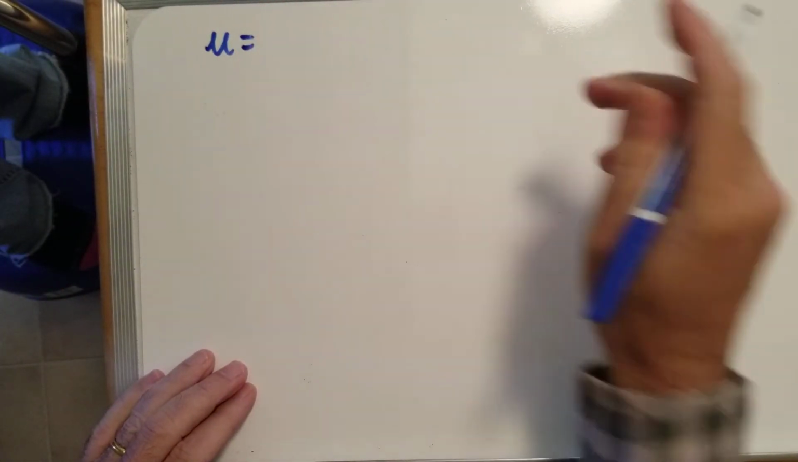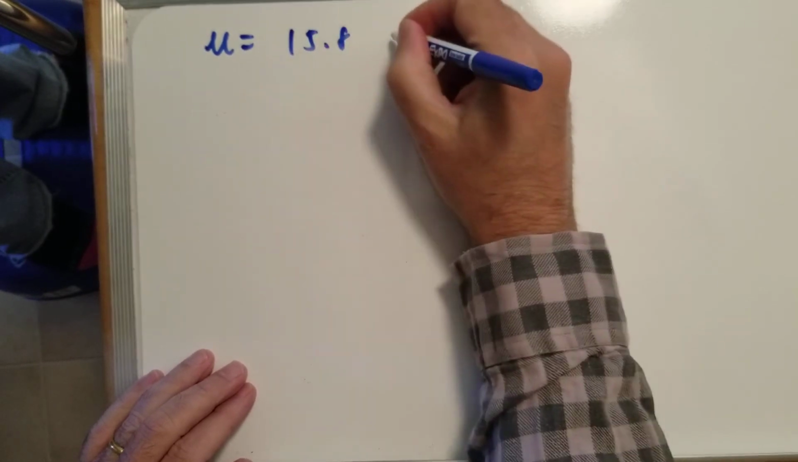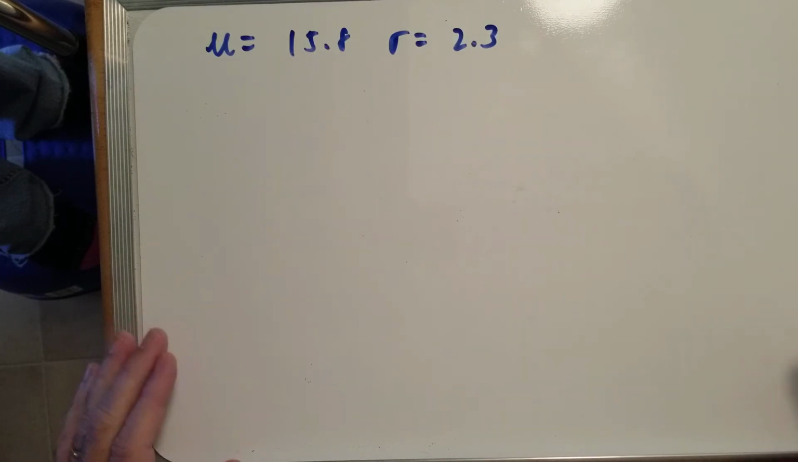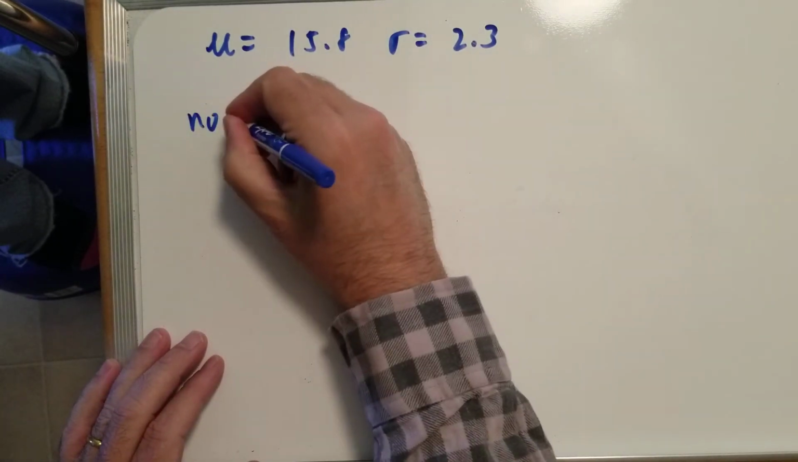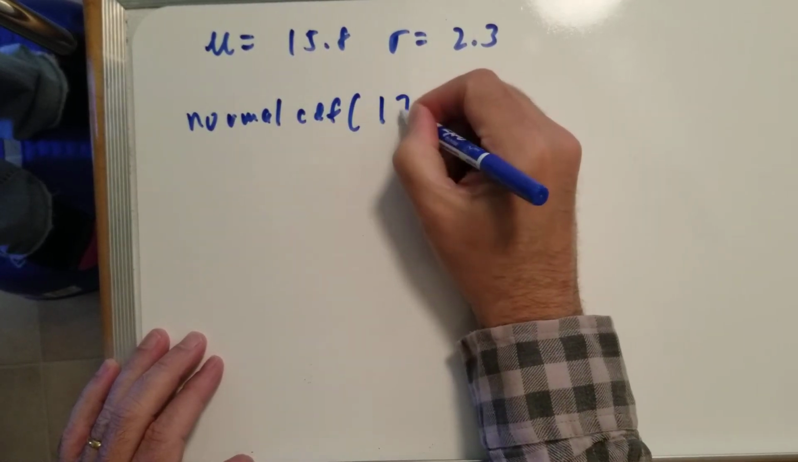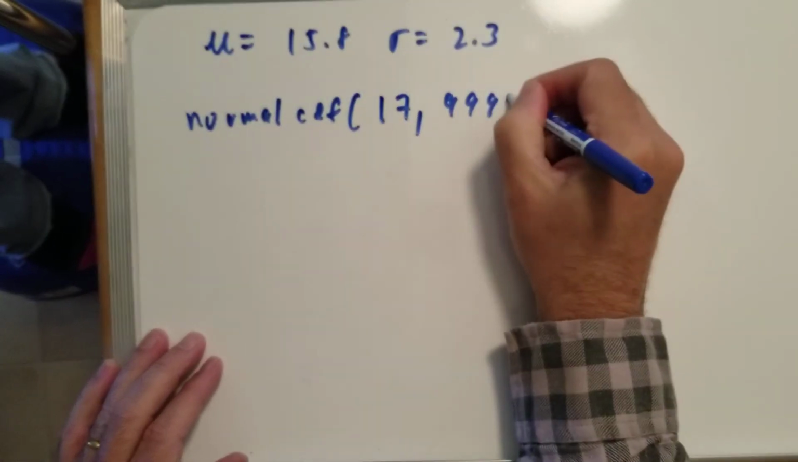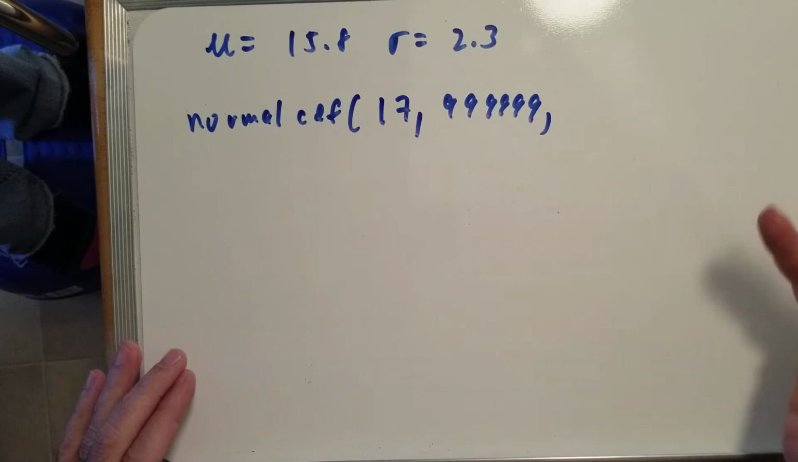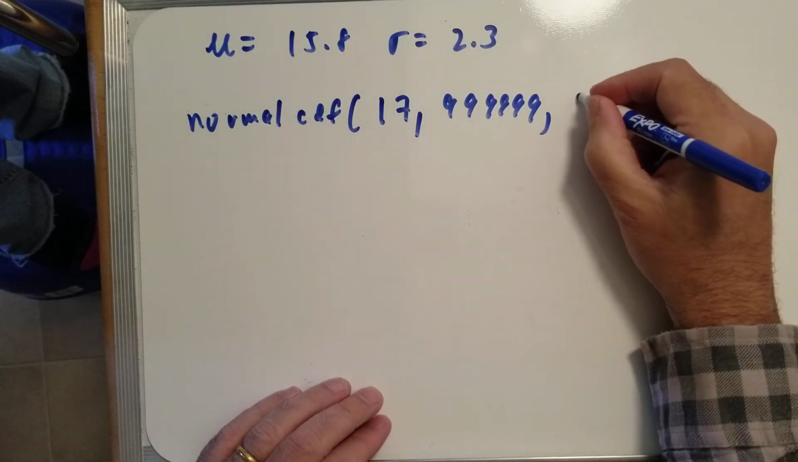So let me just remind myself what the mean and standard deviation were. The mean was 15.8 and the standard deviation was 2.3. According to the central limit theorem, this probability is normal CDF. We still go from the low x to the high x. The central limit theorem says the mean of the sample means is the same as the population mean, which is 15.8.